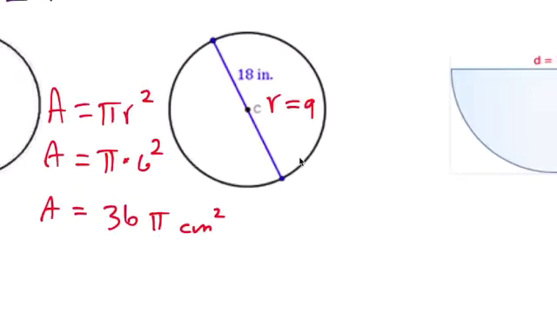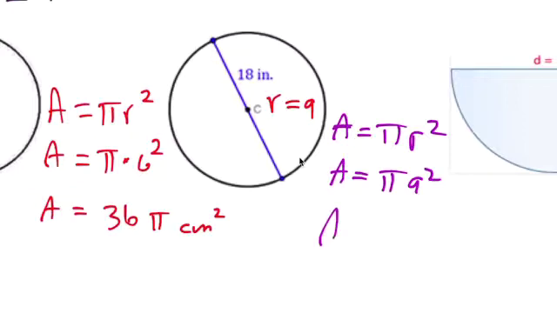Radius is going to be 9. So area is pi r squared. Area equals pi times 9 squared. Area is 81 pi, and it is inches squared.